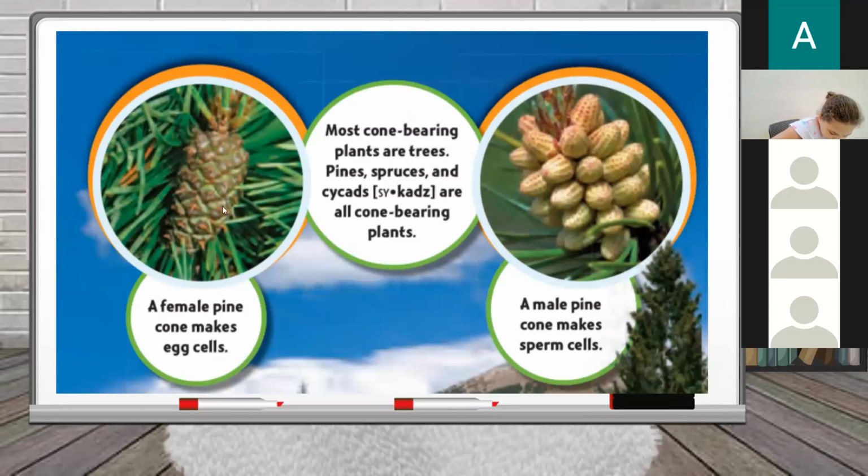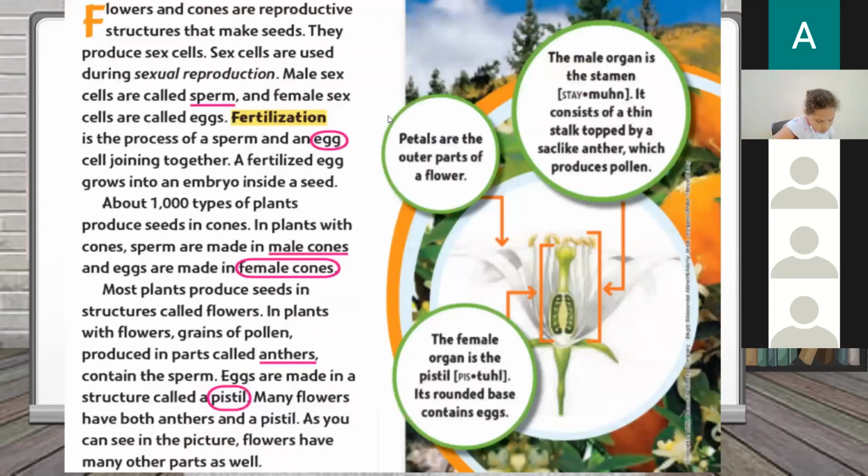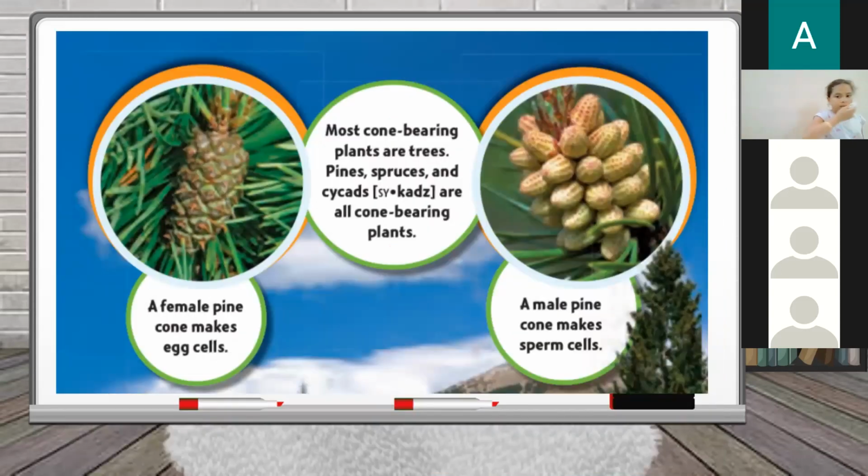A female, sometimes the flowers do not have both male and female parts in one flower. Sometimes they can be separate. One flower is a male, another flower is a female. Now, how will they grow and make a fruit? Let's see. Over here, this is a female pine cone. It makes the egg, okay? This is a male pine cone and it makes the sperm. We said that the male has the sperm over here.